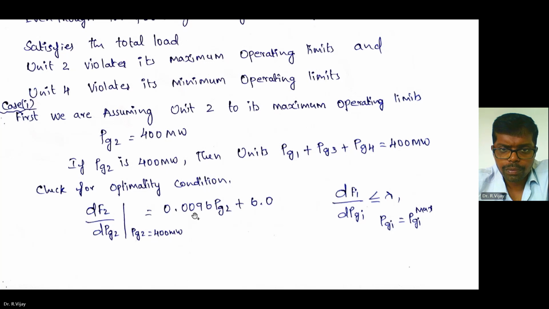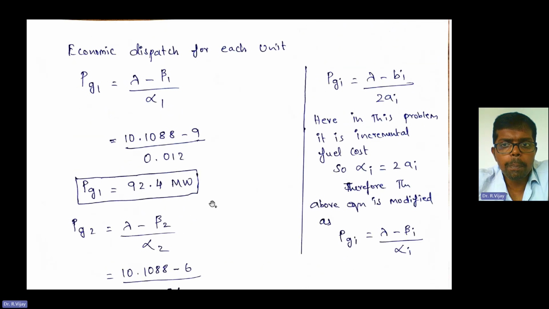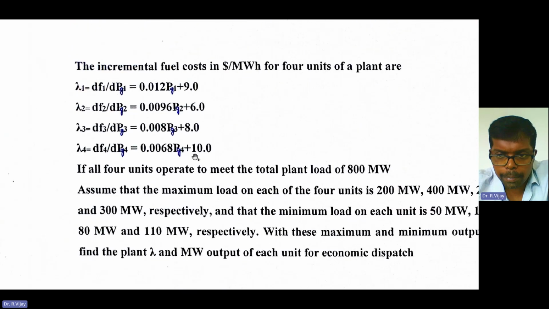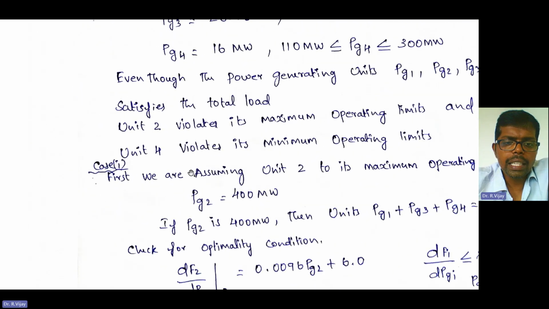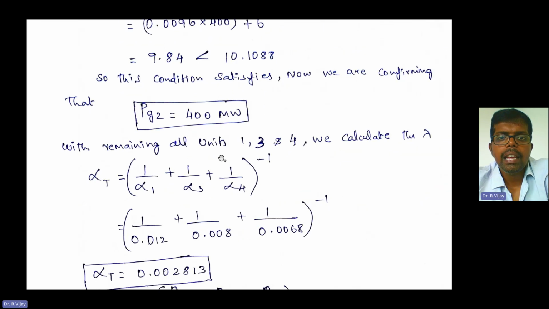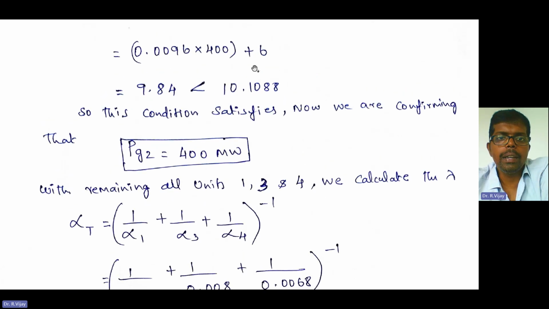So we need to find dF2/dPG2 by substituting 400 megawatt here, because dF2/dPG2 is already given in the problem. The same expression is written here. Substituting and taking PG2 as 400 megawatt, simplifying, we are getting the answer as 9.84.